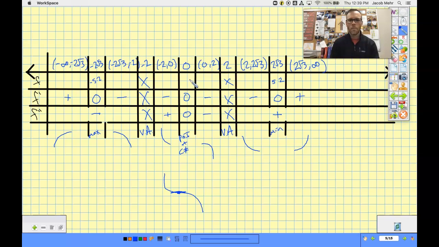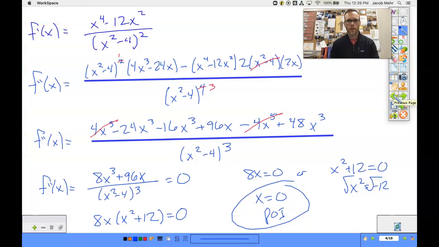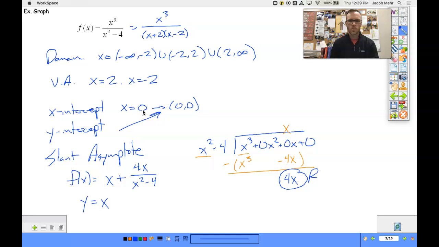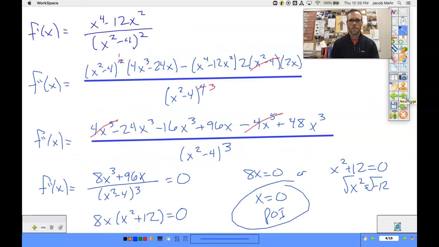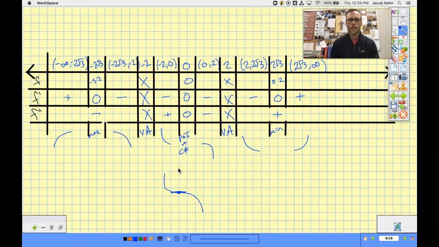Now how about 0? Well, do you recall that right away we said 0, 0 was one of our points. It's an x-intercept and a y-intercept. Okay. So there we go. That's 0. So now we've got a couple points that we can go through. We've got our vertical asymptotes. Don't forget we have a slant asymptote. Let's put this graph together.